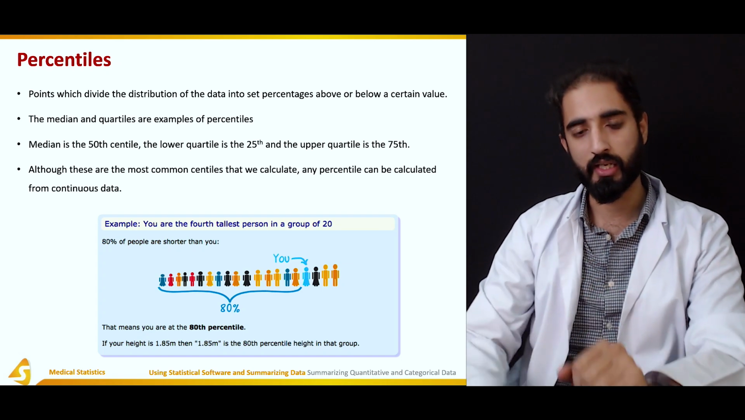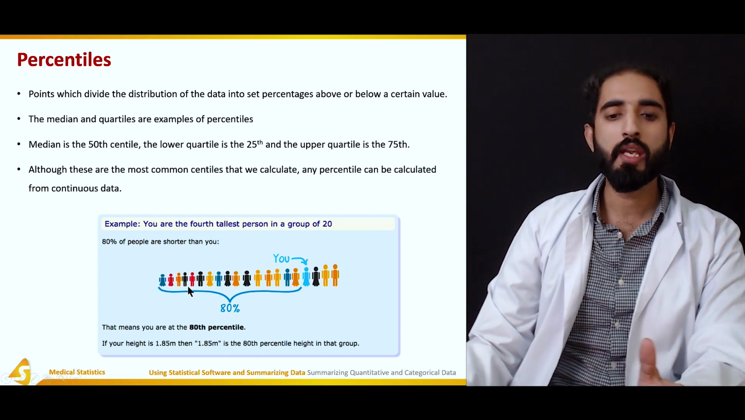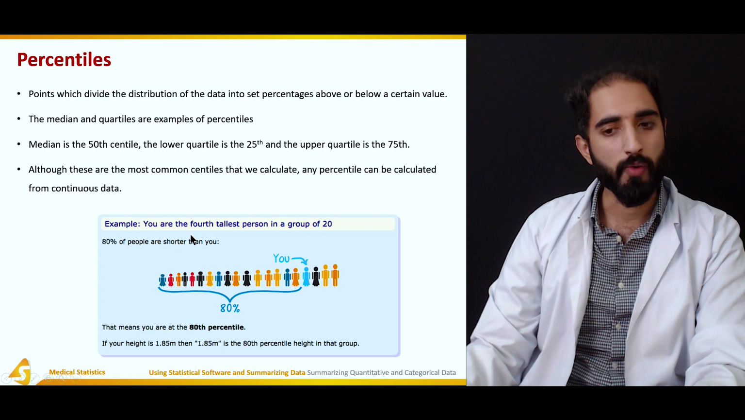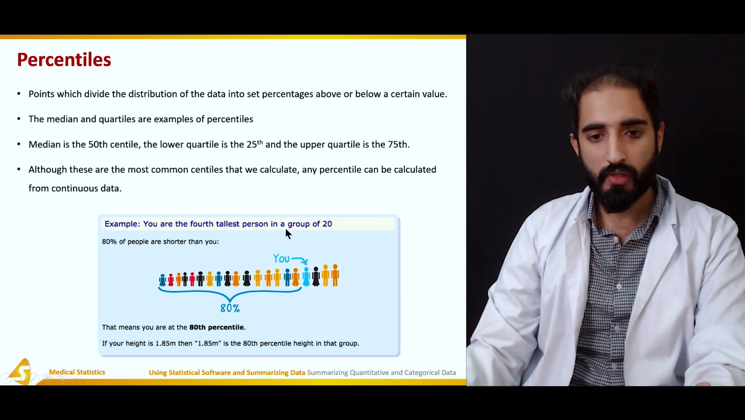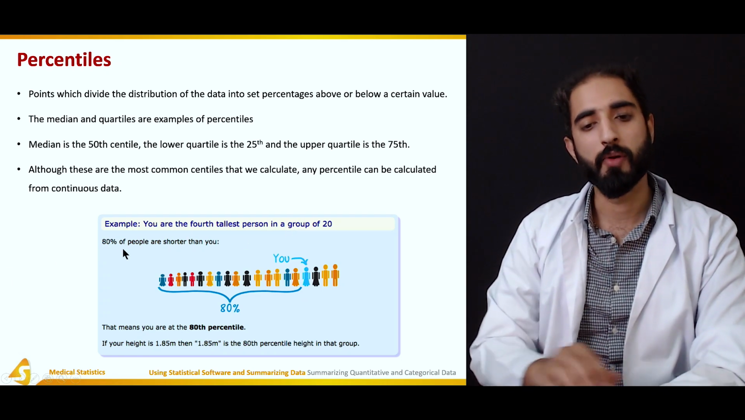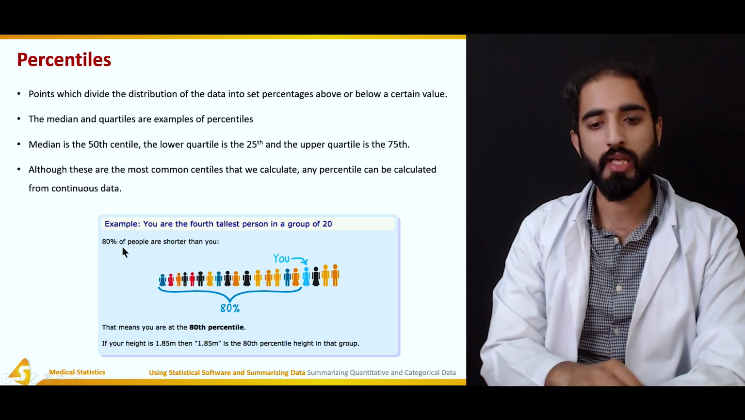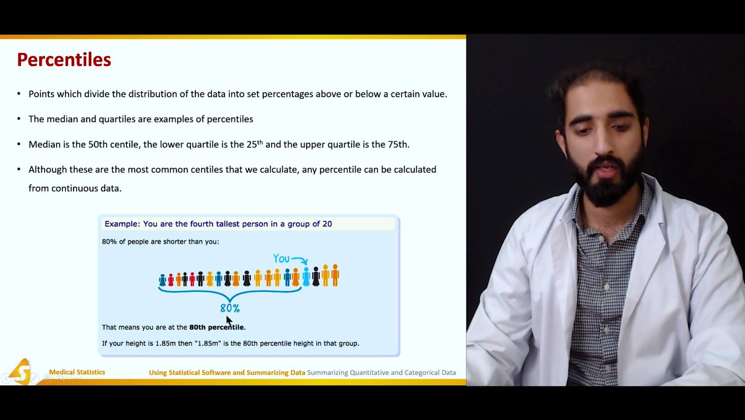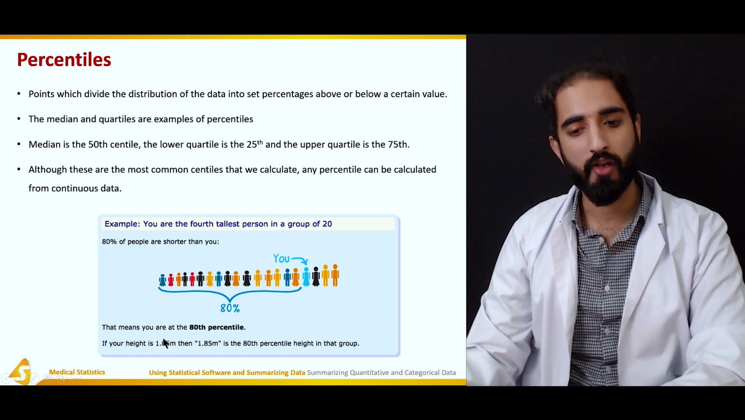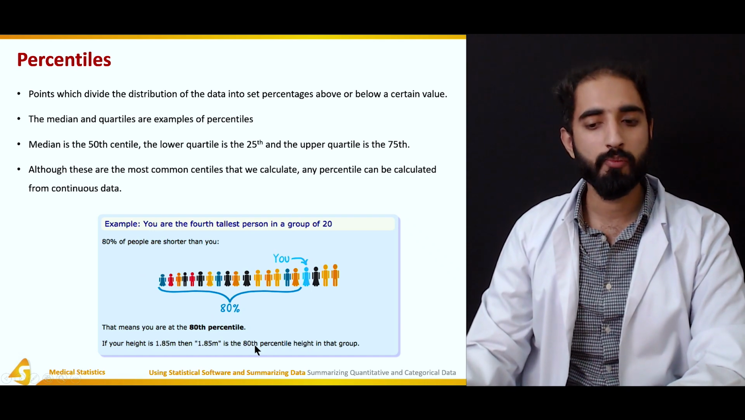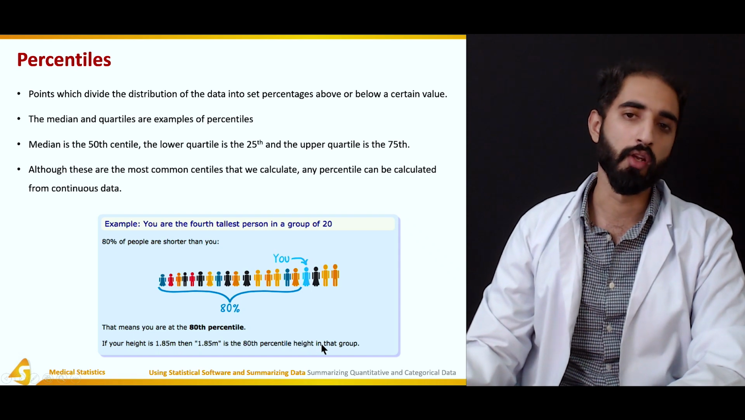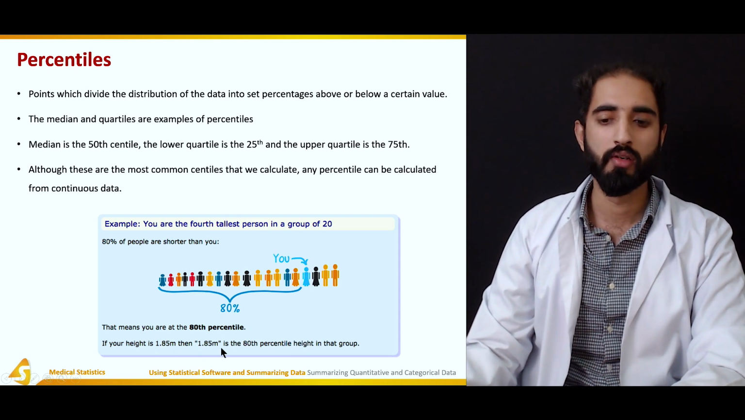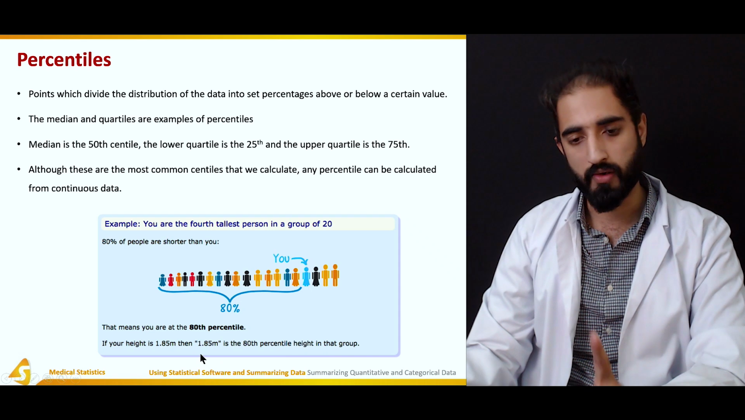And for that, let's take an example here. Here we have an example that you are the fourth tallest person in a group of 20, which means 80% of people are shorter than you. So that means you are the 80th percentile of the data. And if your height is 1.85 meter, then the 80th percentile height is 1.85 meter in that group. I'm sorry, I said millimeter, it's meter.